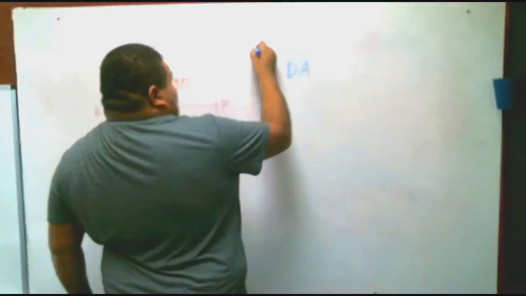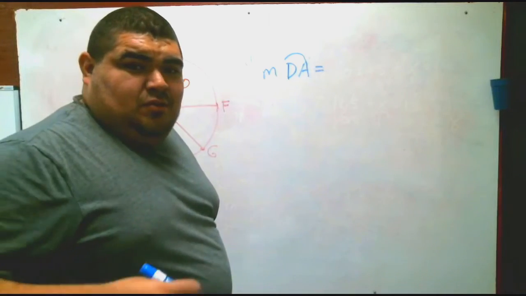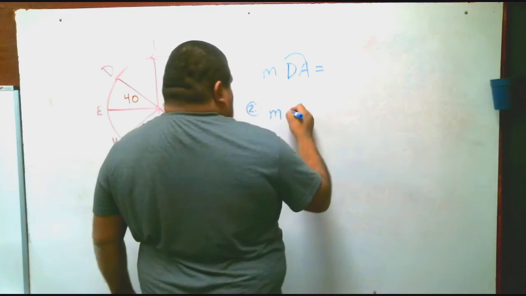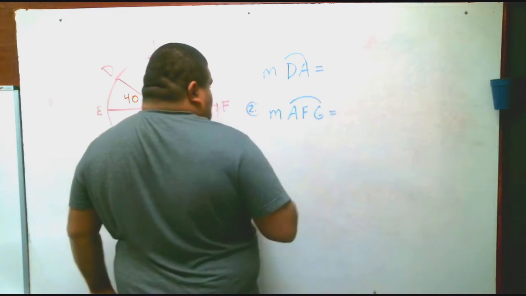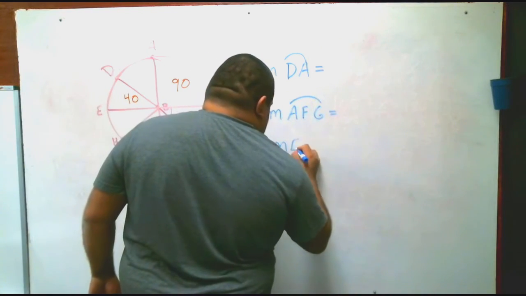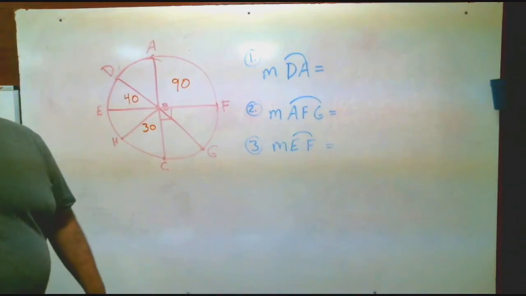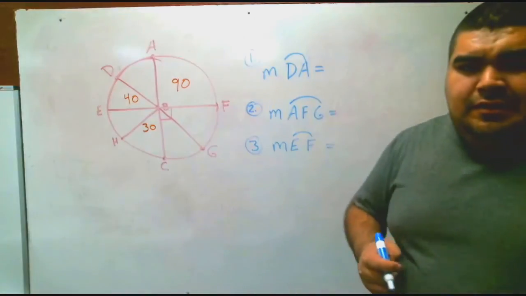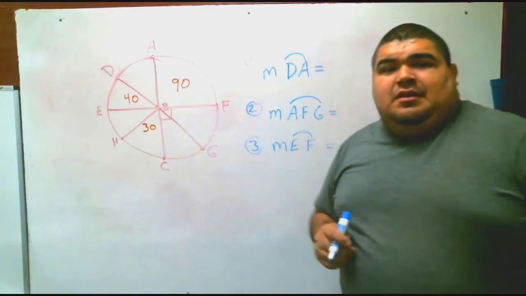For the first one is measurement DA. What is it? Is it a minor arc, a major arc, or a semicircle? Okay. Number 2, measurement AFG. What kind is it? And then number 3, measurement EF. What kind are they? Is it a semicircle, major arc, or a minor arc? For each one of these, and then also solve the insides of the circle.